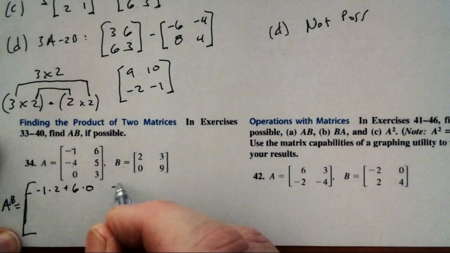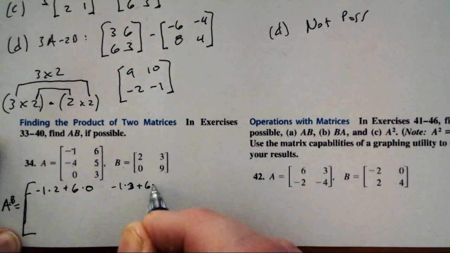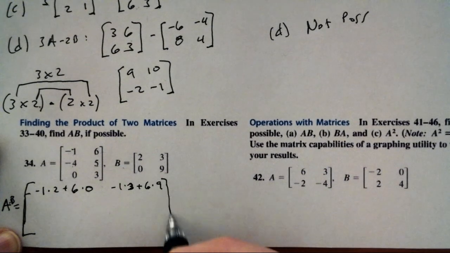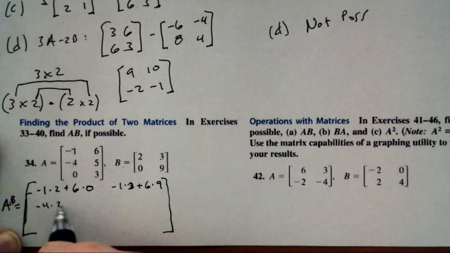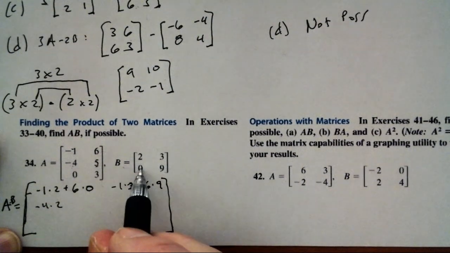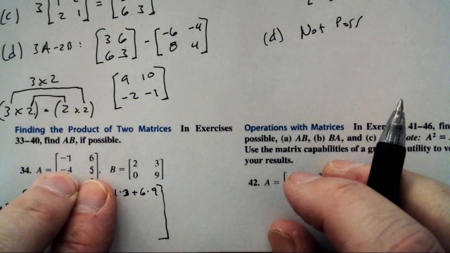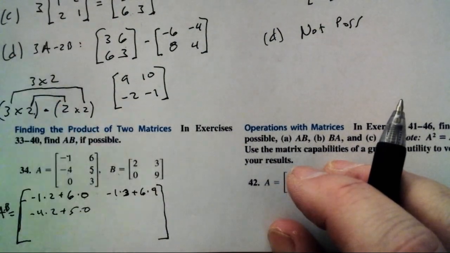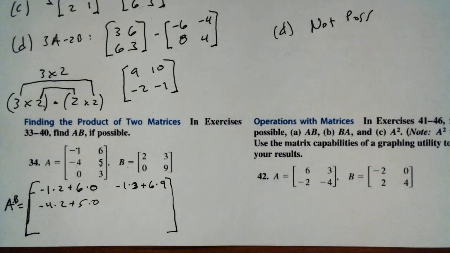-1 times 3 plus 6 times 9. -4 times 2 plus 5 times the 0. Again, it might help you to do the finger thing. And now would be a really good time for you to pause the video and just complete this. We've got 3 more entries to get.